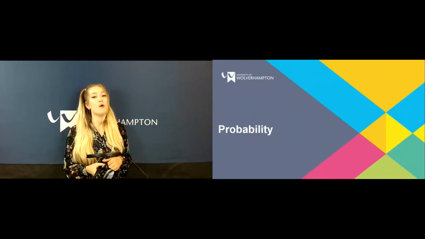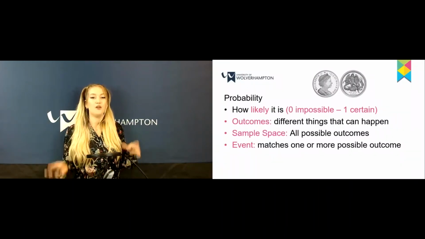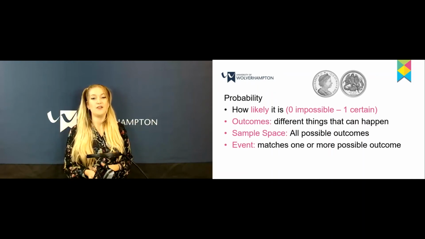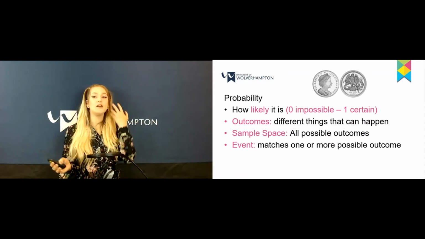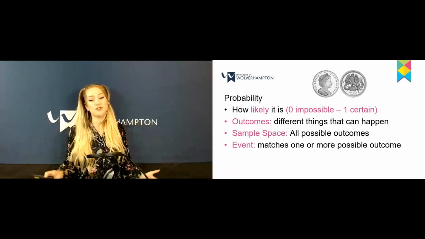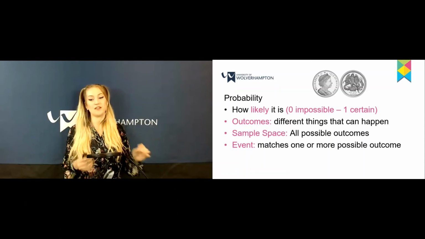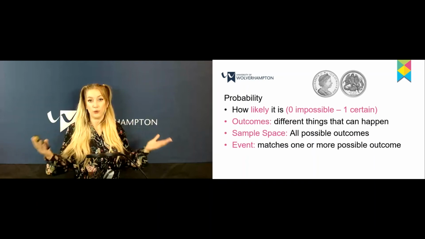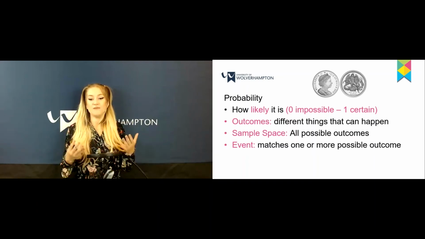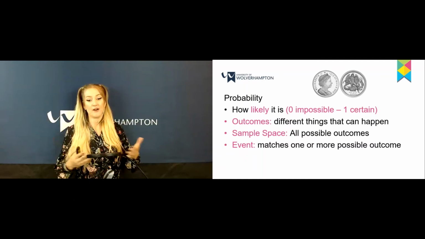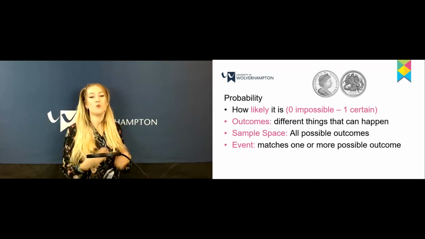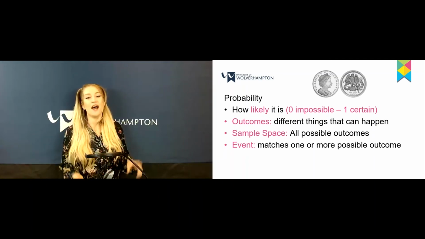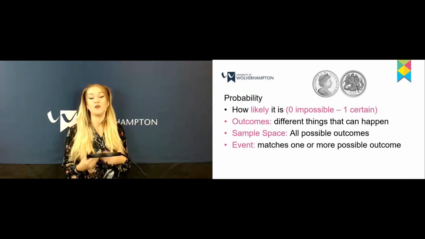Moving on now to probability. So the probability is how likely something is going to happen. So it goes from 0 to 1, 0 being it's totally impossible to happen, and 1 being 100% certain to happen. And different things that can happen are called outcomes. Your sample space is all the possible outcomes, and the event matches one or more of those possible outcomes. So outcomes, sample space, and event are the key words in probability that you need to understand.